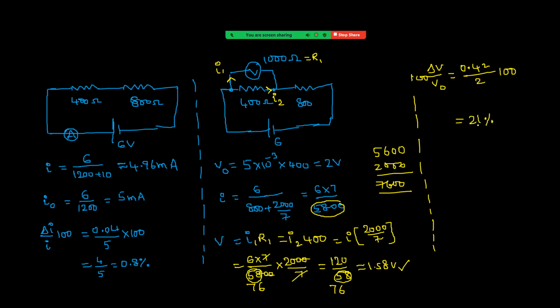Like this, they can ask what is the percentage error in the measurement of potential difference. That means, to minimize the error, we have to maximize the resistance of this voltmeter. If the resistance is more, less current will pass through it. Then we can minimize that error. Right. So I hope you got clarity on how we are finding the reading of the ammeter and the reading of the voltmeter, right?